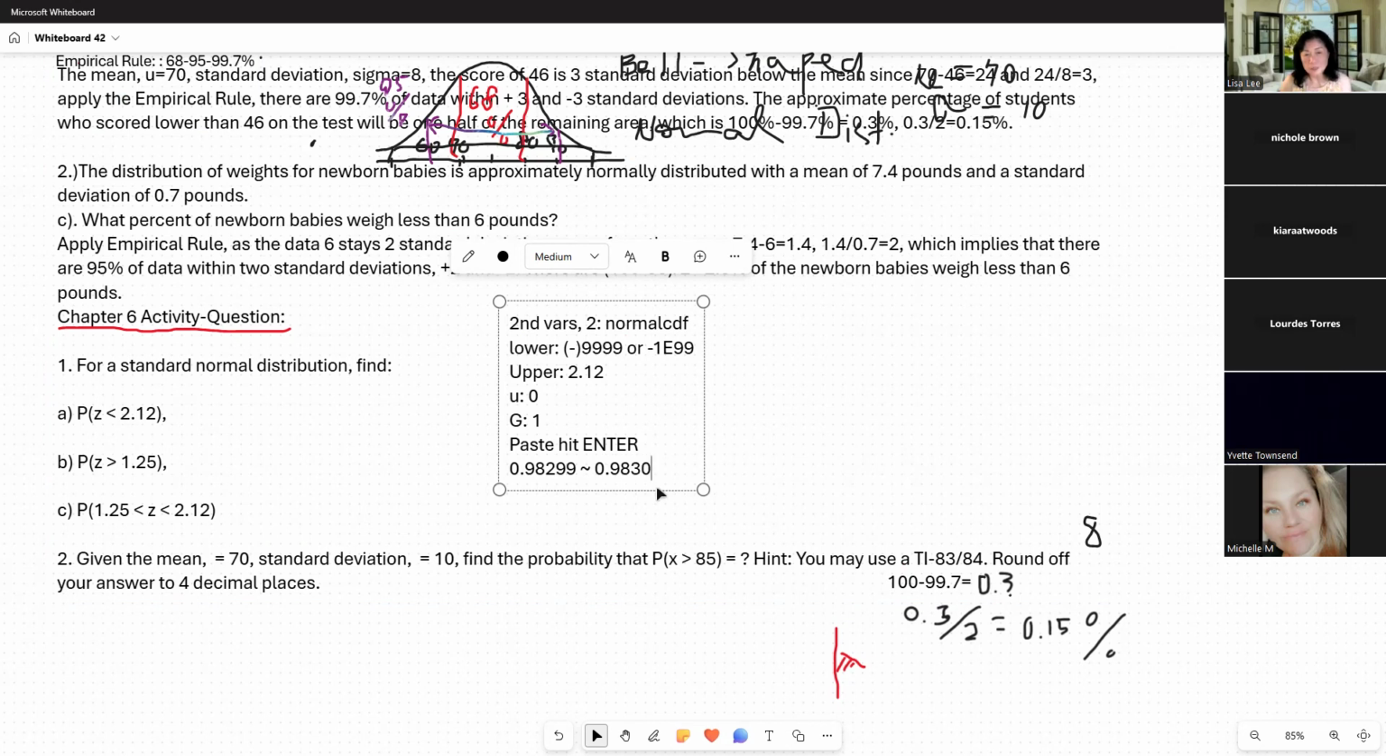0.9830, okay, as your final answer. If the problem says you need to give the full decimal, that's the right answer to go with. So for the B, you will type in the other way.